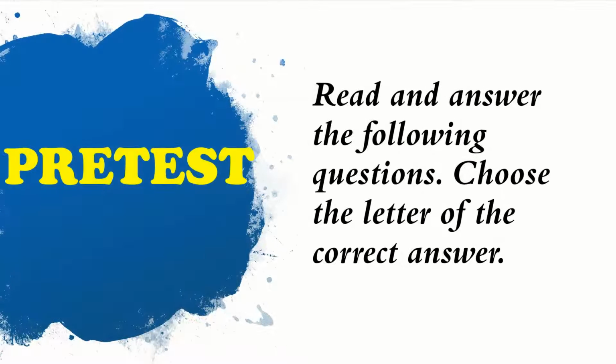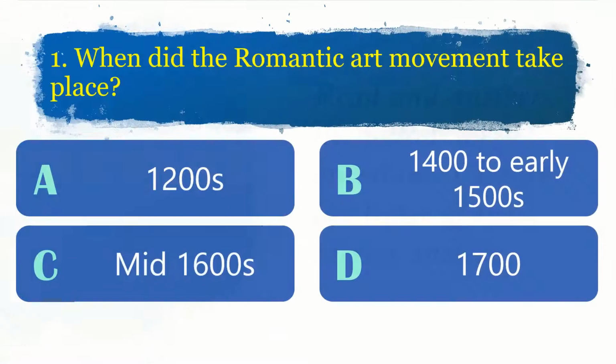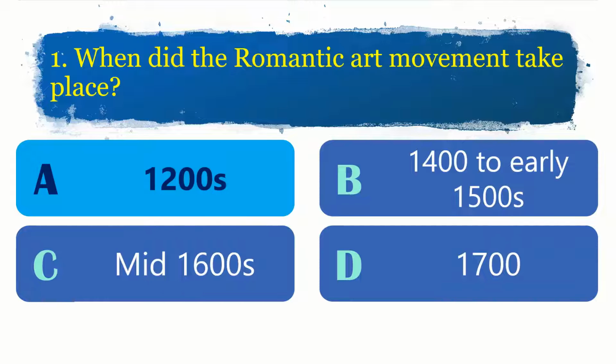Let's start this lesson with a pre-test. In this activity, you have to read and answer the following questions and choose the letter of the correct answer. 1. When did the Romantic art movement take place? A. 1200s, B. 1400 to early 1500s, C. mid-1600s, D. 1700. The correct answer is A.